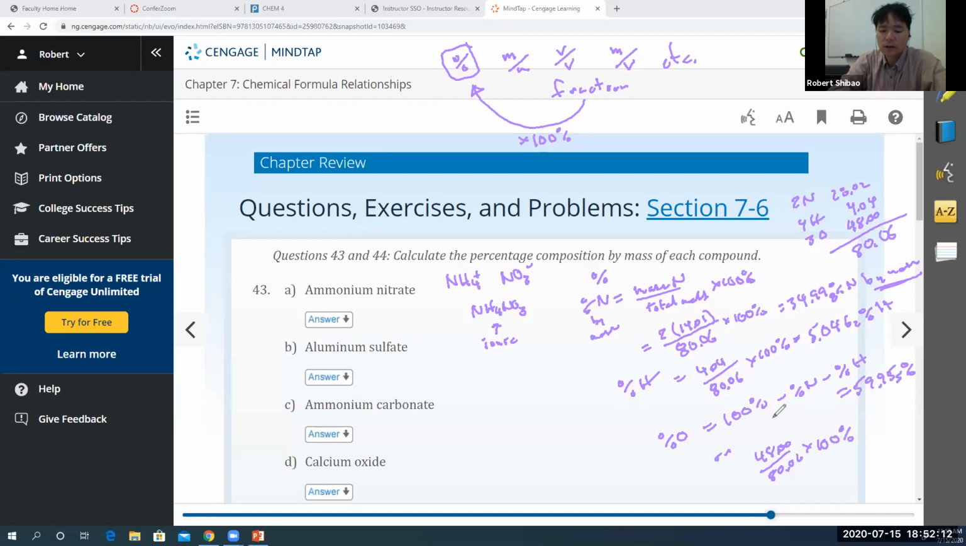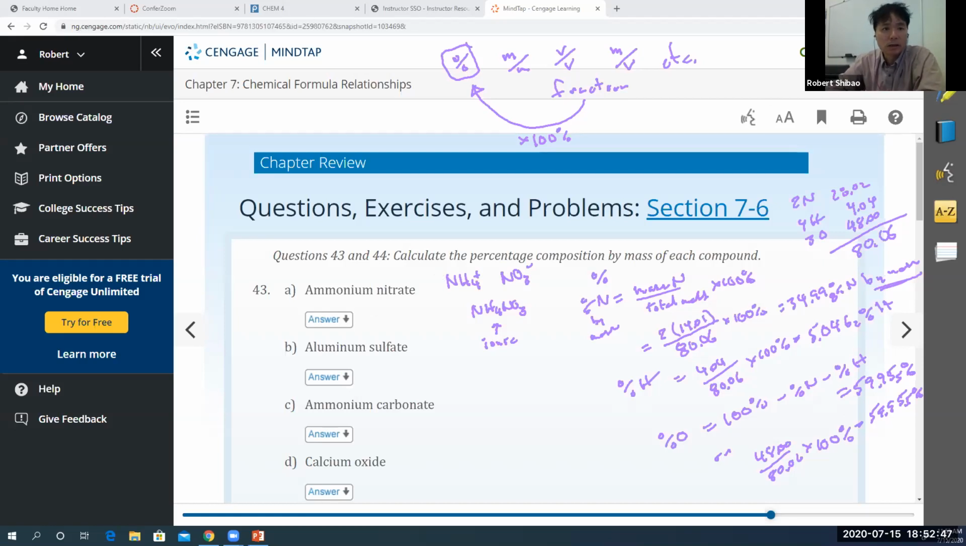It's going to be 48 U or grams of oxygen atoms. This is not O2, right? Divided by 80.06 total U or grams times 100. So if I went ahead and calculated, I got 59.955%. I got the same number, but sometimes you don't get the same number because of how you round these. If you round these prematurely, you won't get the same number.